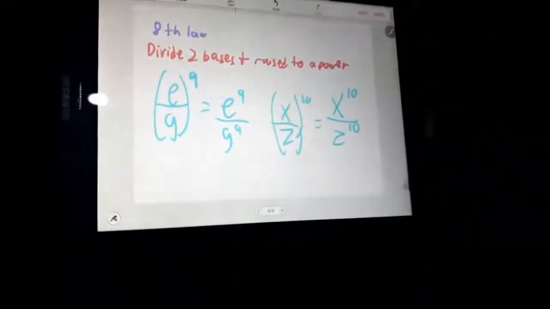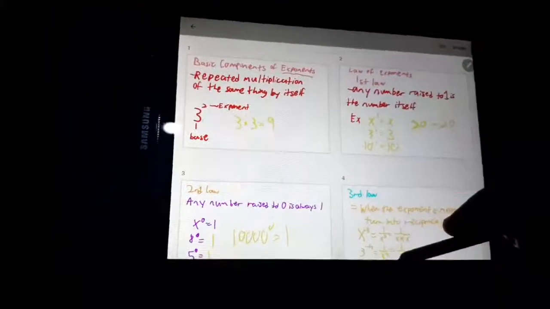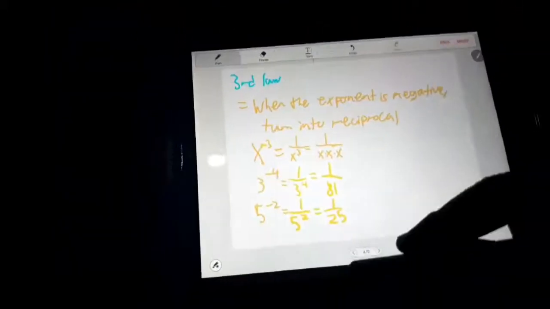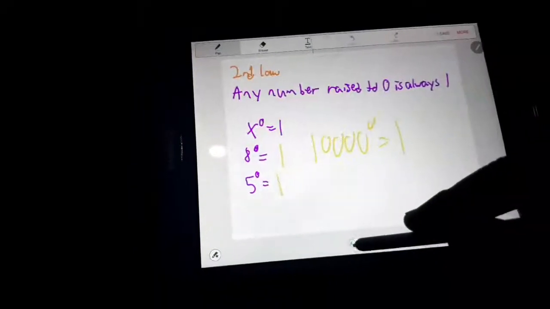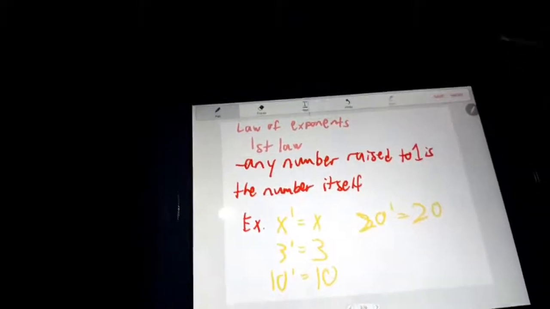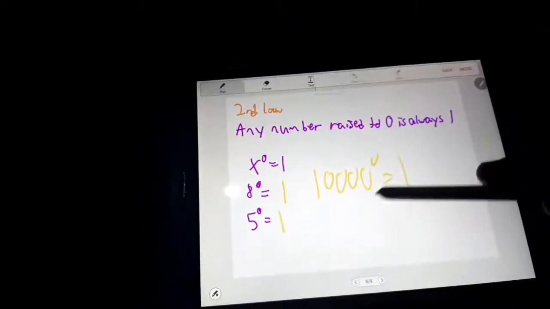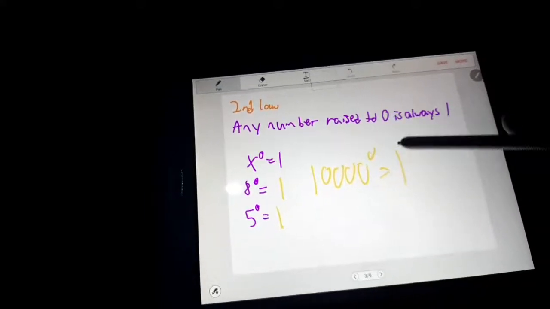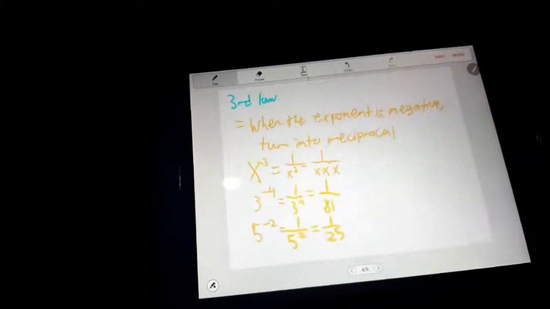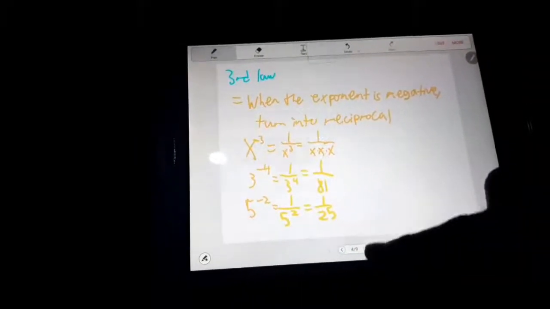I hope matutunan po lahat ng mga basic concepts of exponents at saka yung law of exponents. So, let's do a recap. The first law, any number raised to 1 is the number itself. Number 2, second law, raised to 0. Any number raised to 0 is always 1. Third law, when the exponent is negative, turn into reciprocal.